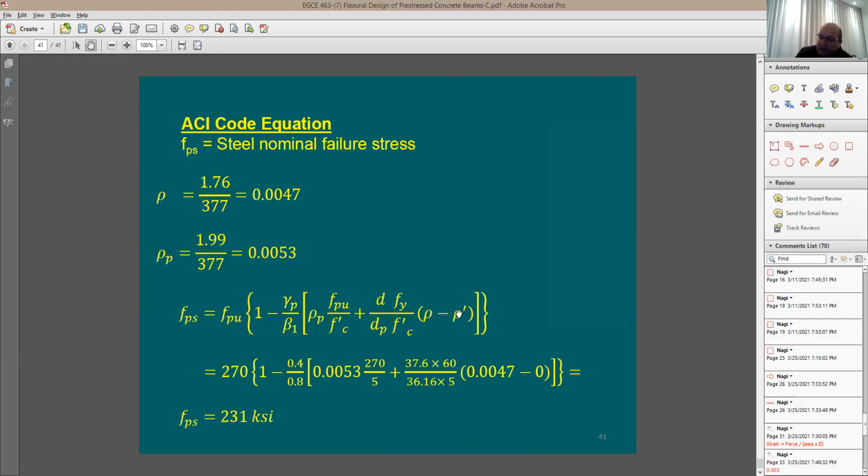No compression steel. If you notice here, rho prime is going to be equal to 0. This fy is going to be 60. The depth to the reinforcing bars, 37.6. The depth to the prestress, dps, is going to be 36.16. f'c, fpu, the 270. f'c, 5 ksi.